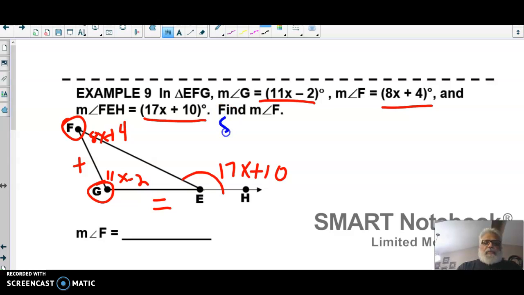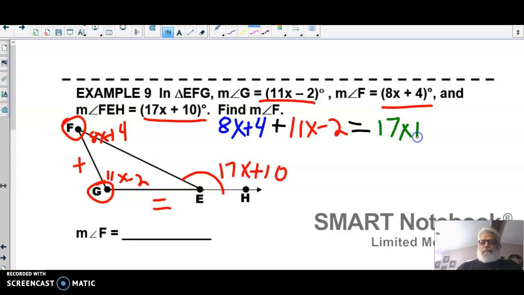So it's going to be 8x plus 4, that's my angle F, plus angle G, which is 11x minus 2, and that's going to equal my exterior angle, which happens to be 17x plus 10.